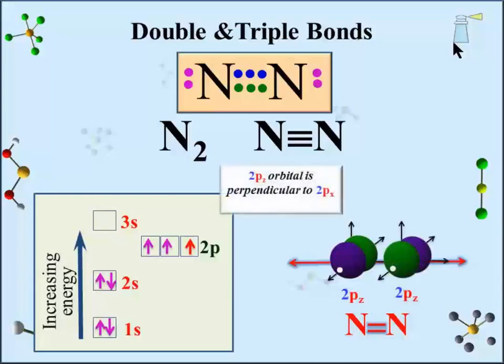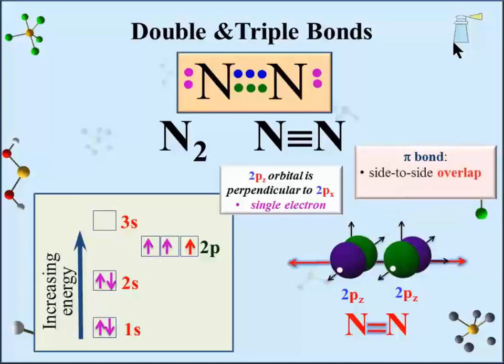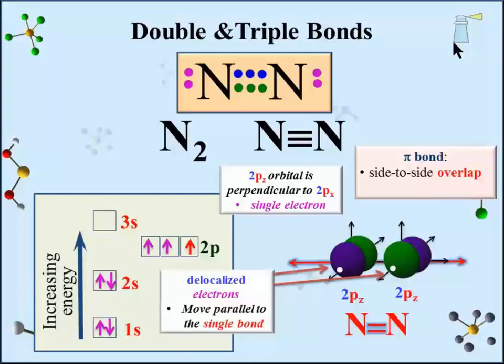The 2pz orbital is perpendicular to the 2px orbital. It's also perpendicular to the 2py orbital. For nitrogen, each 2pz orbital has a single electron. As drawn here, the 2pz orbitals form a pi bond. Again, there's no direct overlap. There is a side-to-side overlap. The pair of electrons can cross between the two non-touching orbitals. These are also delocalized electrons. They can move between the lobes in a direction parallel to the axis of the single bond.